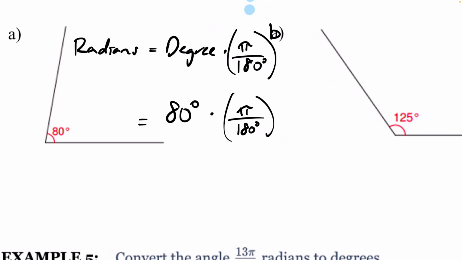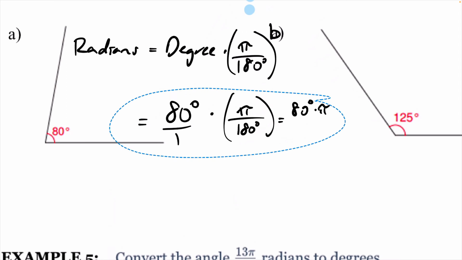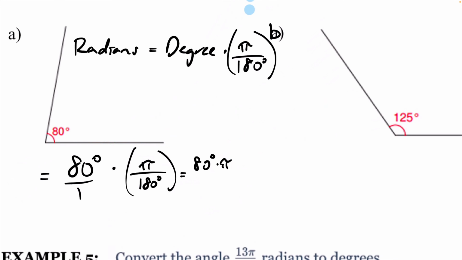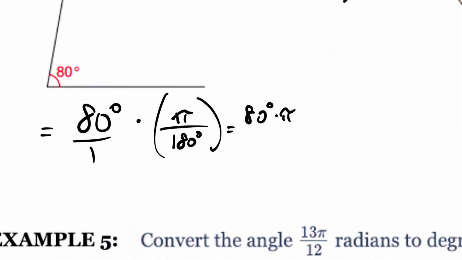I'm just multiplying. So how do we multiply fractions, in other words? Straight across, right? So you give both of them a fraction, and you multiply straight across. I get 80 degrees times pi. Let me move this down here, actually. I'm going to run out of space quickly. On the bottom, 1 times 180 degrees. Well, 1 times anything just stays the same.